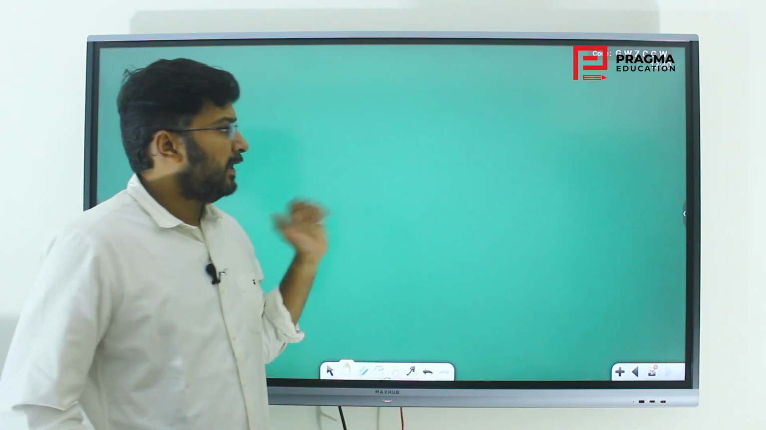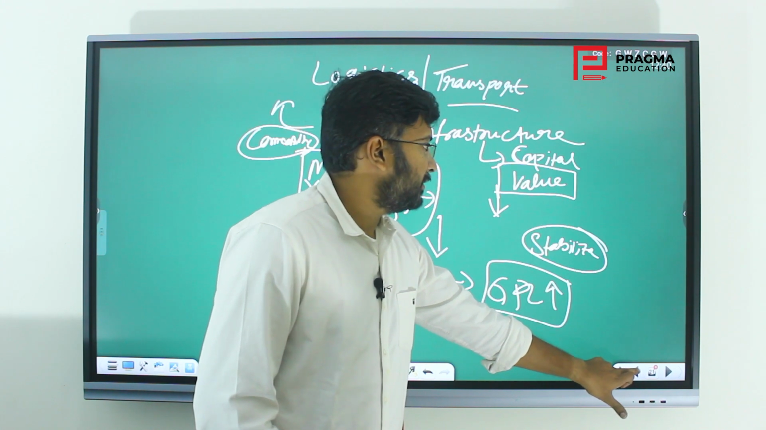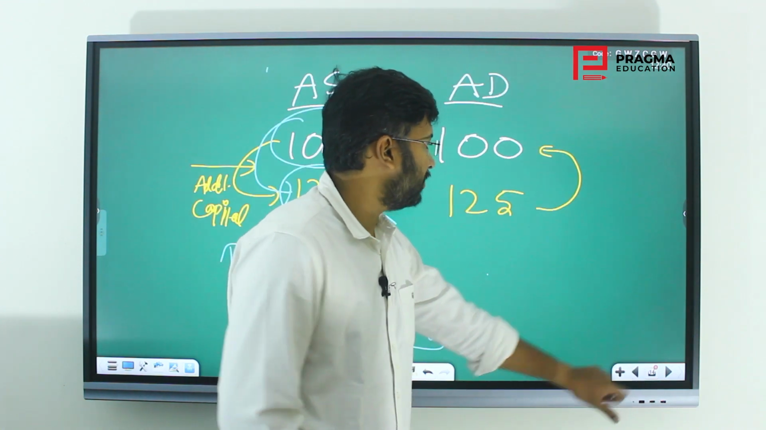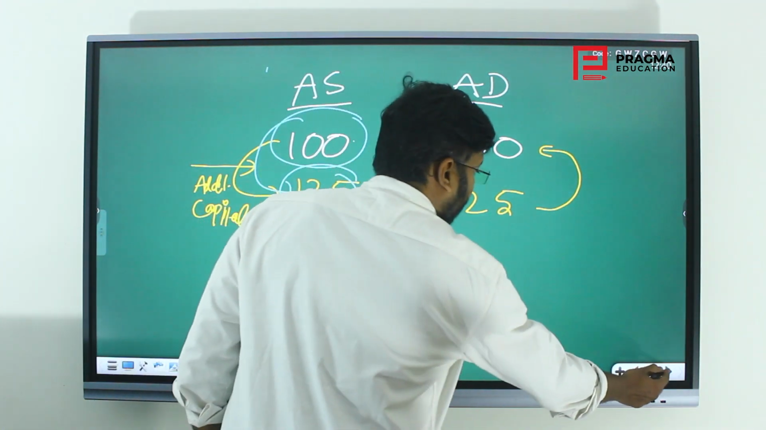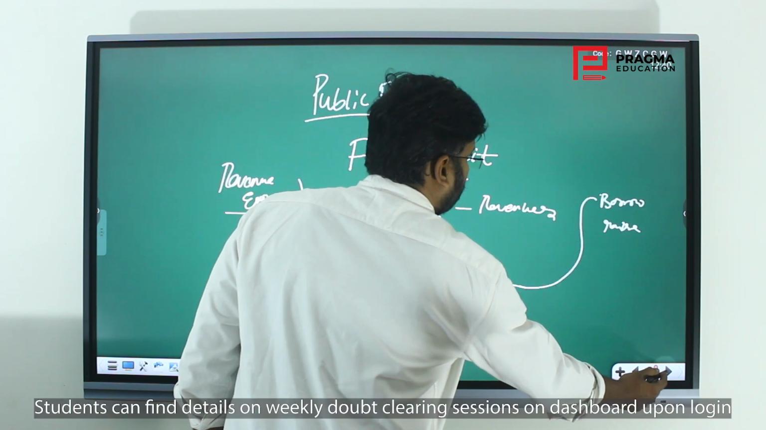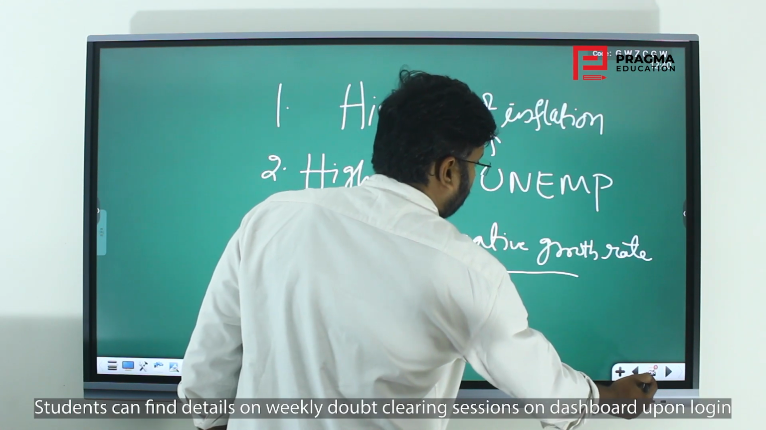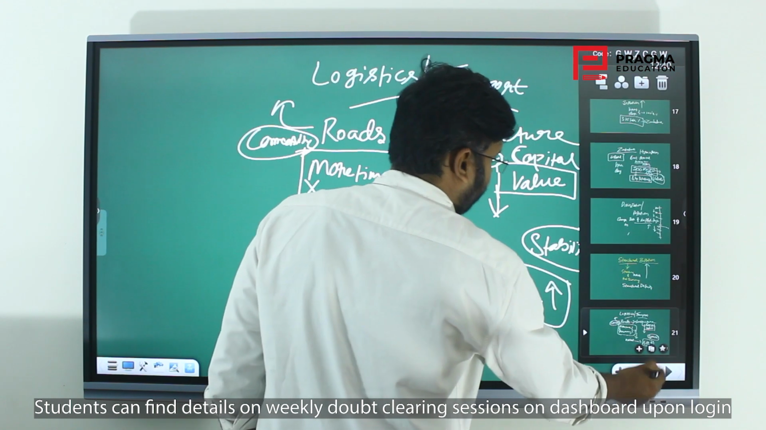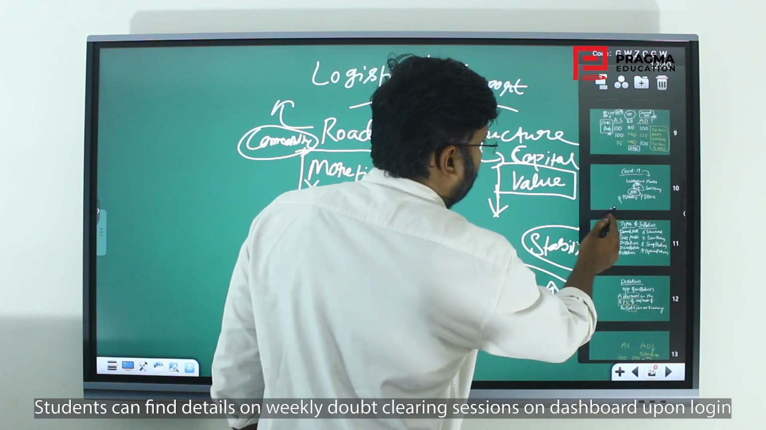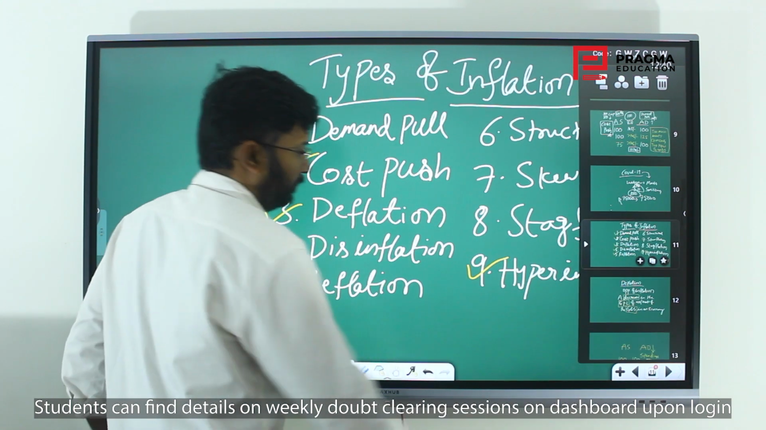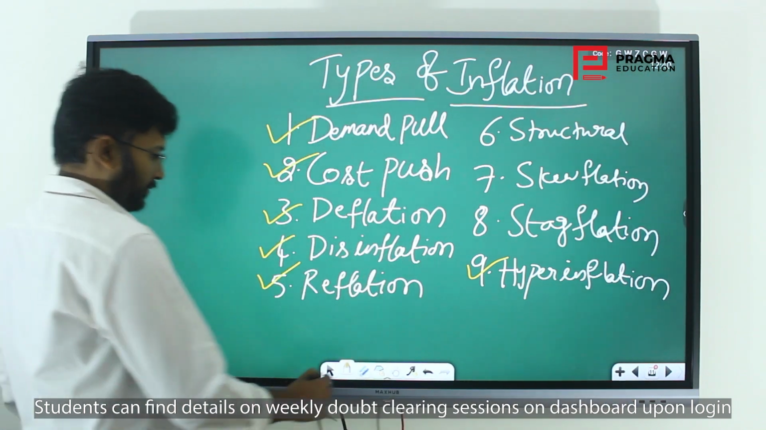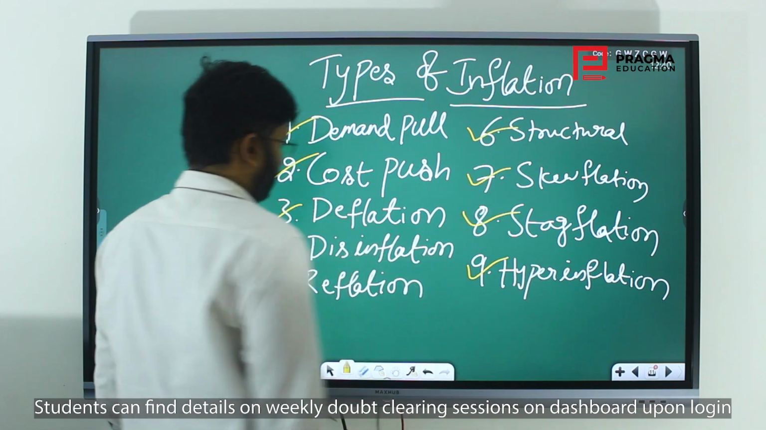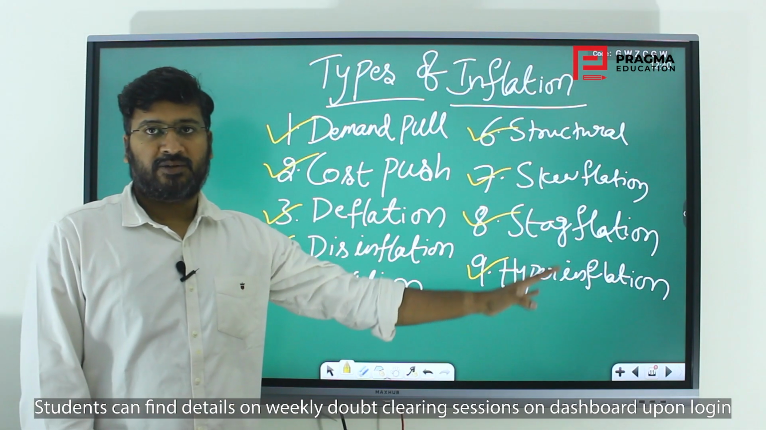So this is stagflation. So how many types had we covered? I hope we had covered all the types by now. We had covered structural, skew, and stag. Here we are done with all types of inflation.